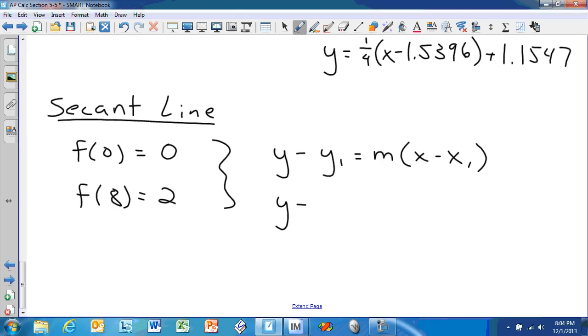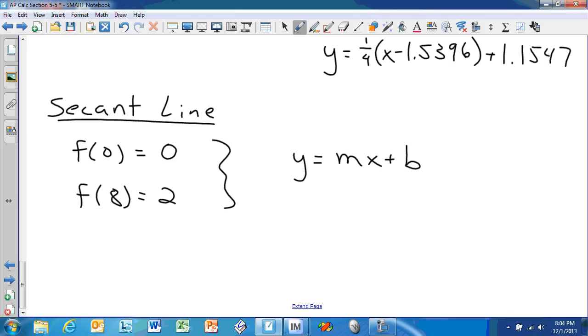So I have y minus... actually, I could make this a little bit easier on myself here. Since it goes through the point (0, 0), I already know the y-intercept. It's right at 0. That makes this equation much easier. I'm just going to use this equation, y = mx + b. You could use the point-slope formula, but since I already know the y-intercept and the slope isn't going to be too bad to calculate, it's going to be pretty straightforward.